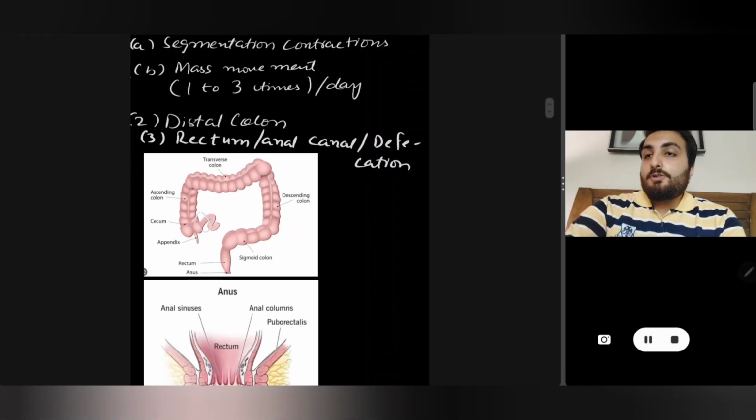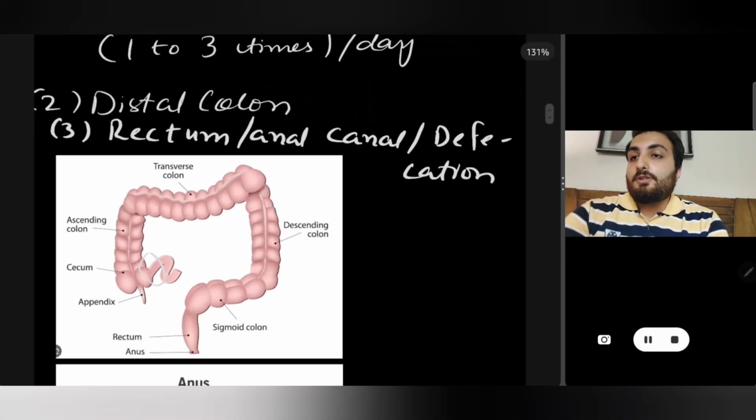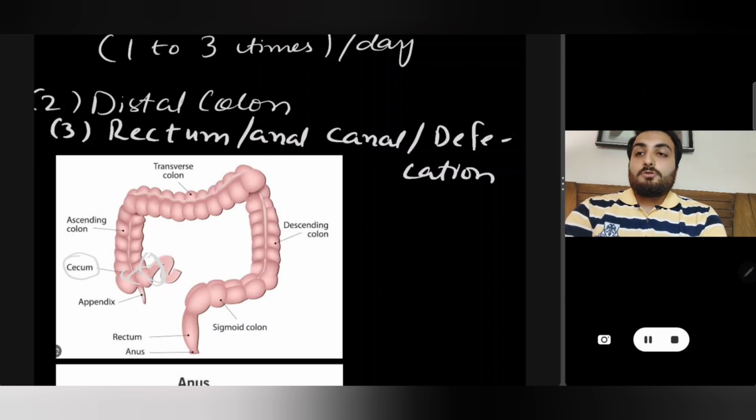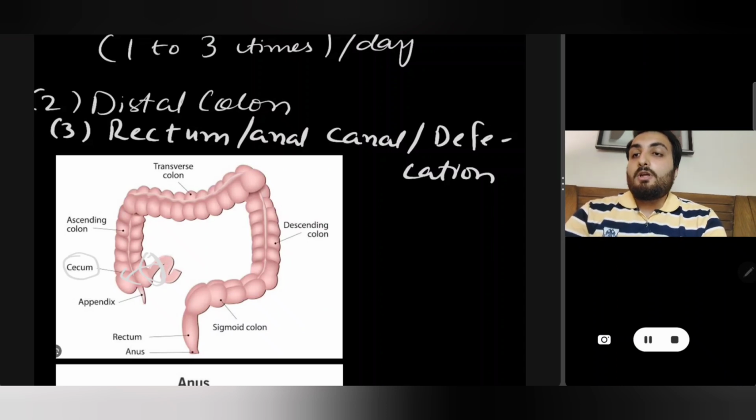So this is basically the anatomy of the cecum. Here you can see this is the ileum and this is basically the cecum. The fecal matter moves from the ileum to the cecum. Once it starts moving into the cecum, the fecal matter causes distension of the cecum.